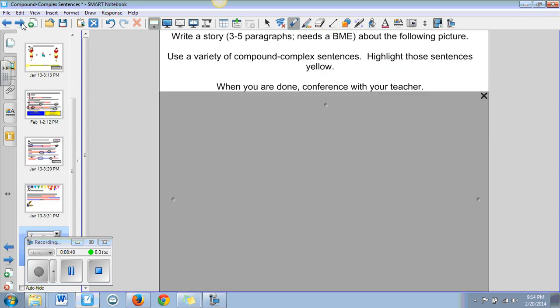All right, now what you're going to do is write a story of 3 to 5 paragraphs, and the story needs to have a beginning, middle, and end, so therefore it needs to have at least 3 paragraphs about the following picture. I'd like you to use a variety of compound complex sentences and highlight those sentences in yellow. When you are done, please come over and confer with me. After you see the picture, you can go ahead and pause the video.